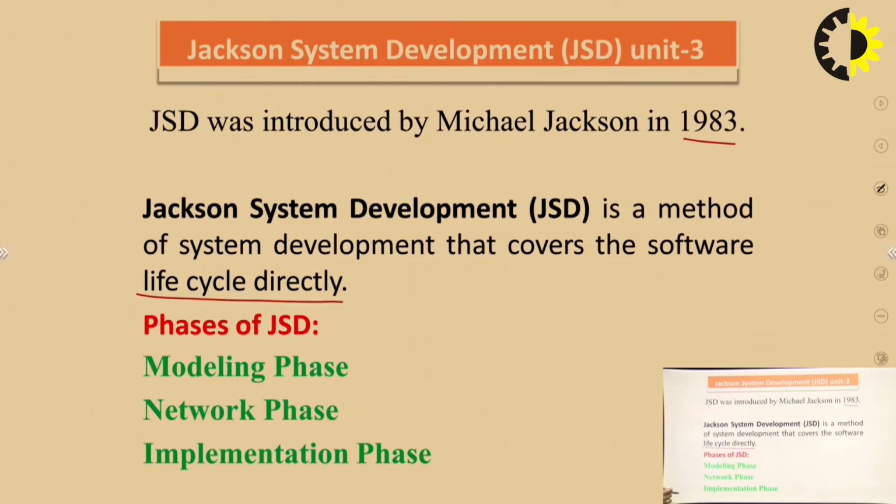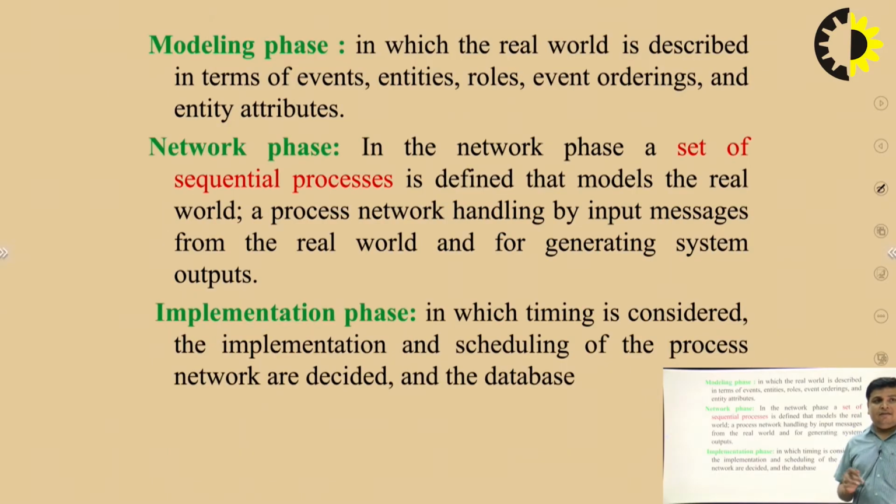These are the phases of JSD. First is the modeling phase, second is the network phase, and last one is the implementation phase. In the next slide I will discuss all these phases one by one. Make sure this JSD covers the entire software development life cycle directly. How it can cover it, I will discuss.